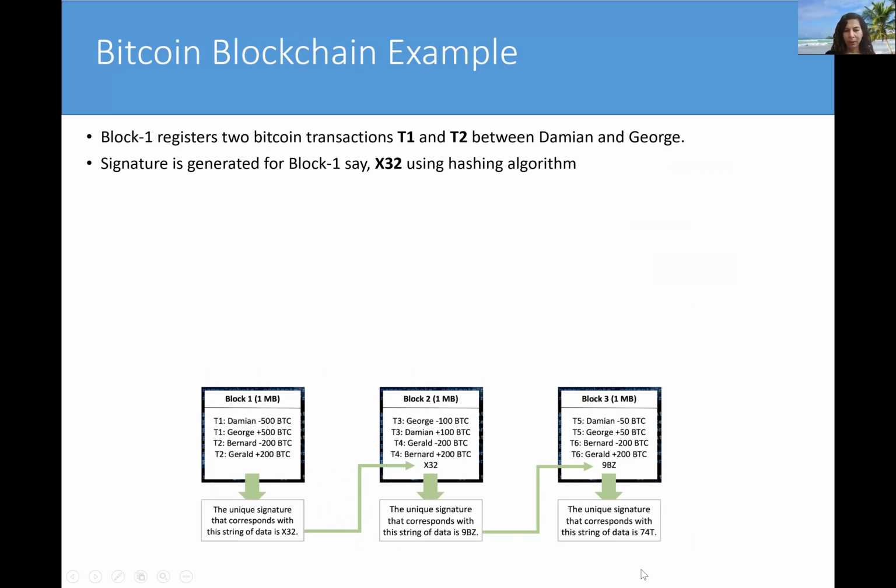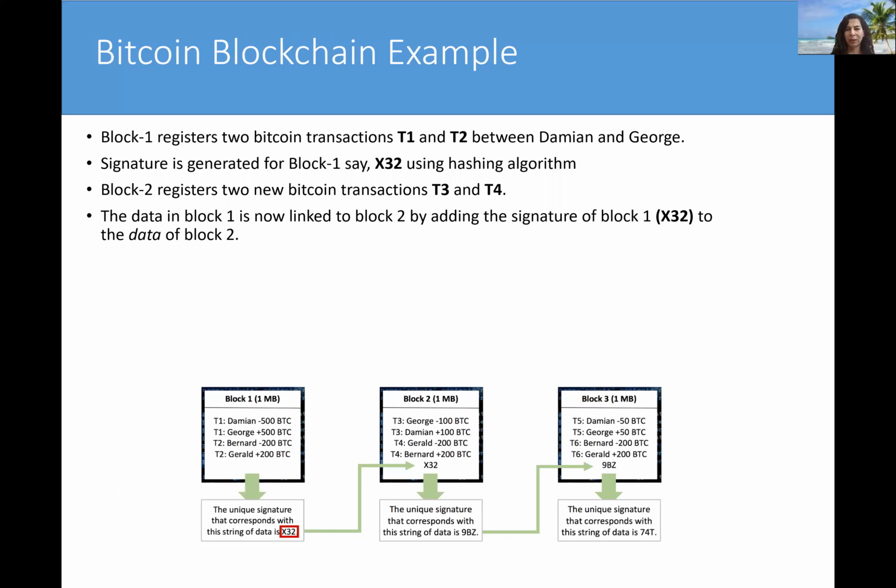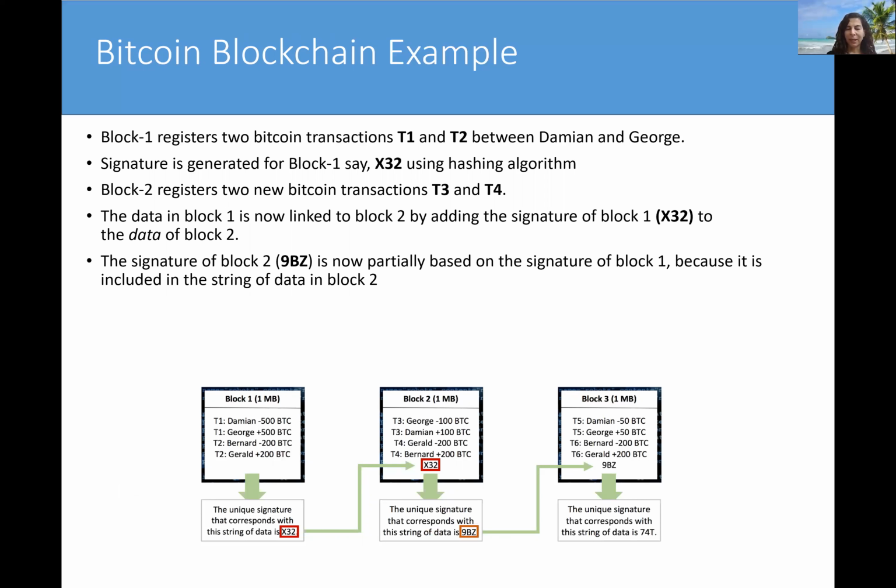Now, say this is going to be sent to block 2, which contains transactions T3 and T4, and basically it's going to generate a new signature that is a function of the hash of the previous block, which is x32, and the T3 and T4 transactions. So let's assume that this new signature is 9BZ, as it's shown here.